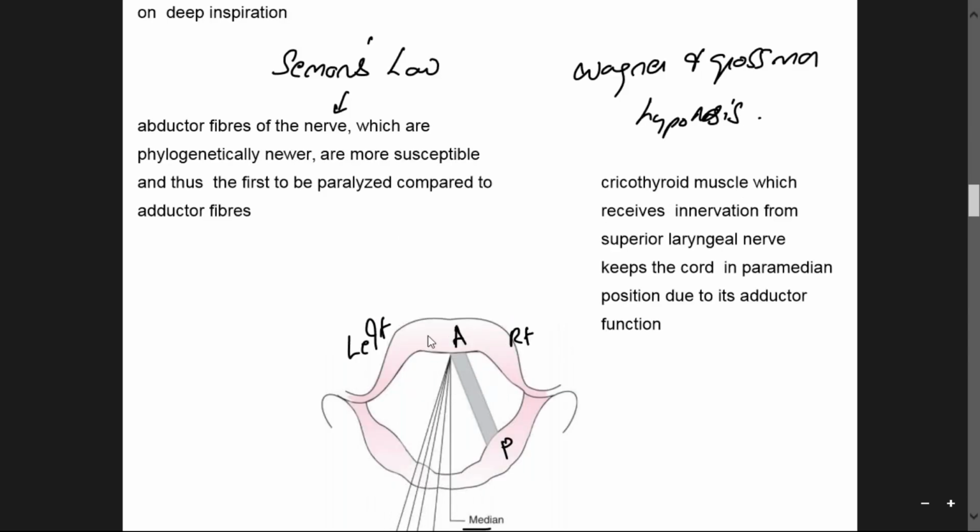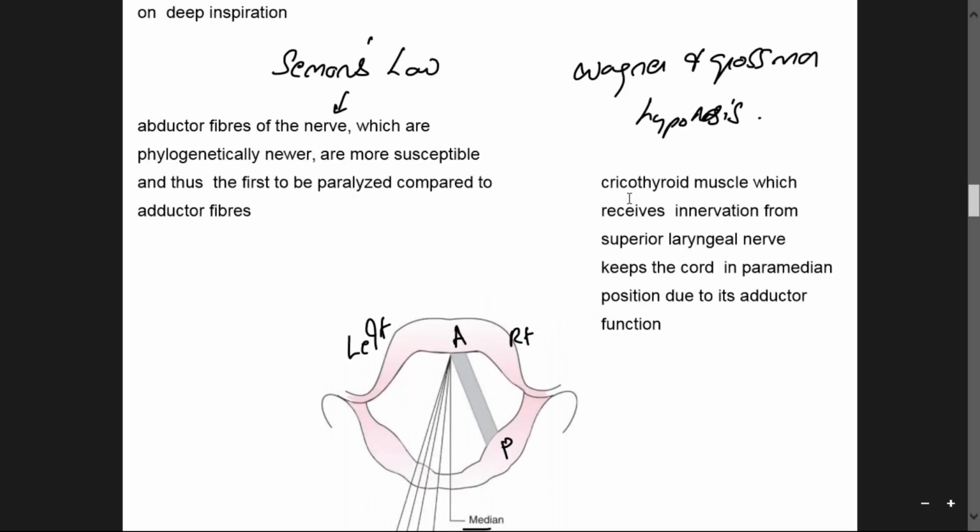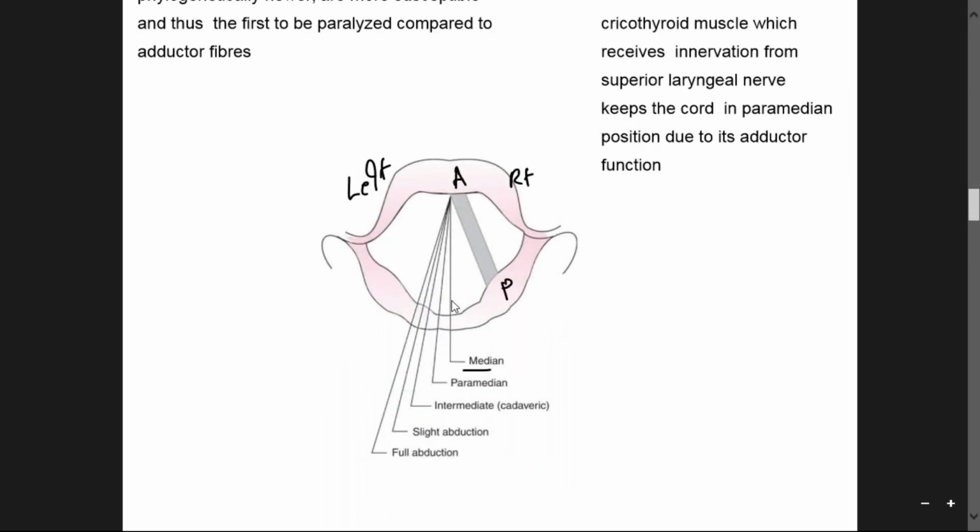Now you understood. In unilateral recurrent laryngeal nerve paralysis, the vocal cord lies in a median or a paramedian position. The recurrent laryngeal nerve supplies both the adductors and the abductors, but why it is in the adducted position rather than the abducted position is explained by Semon's law and Wagner-Grossman. According to Semon's law, abductors are affected first, followed by the adductors. Since abduction is lost, it will be in the adducted position.